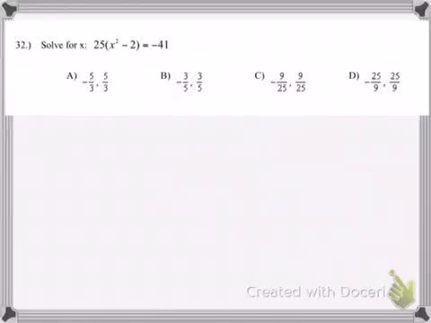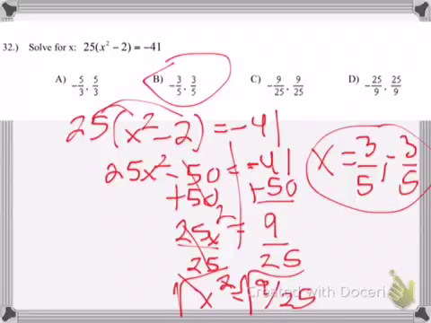Solve for x. 25 parentheses x squared minus 2 close parentheses equals negative 41. Right here I distribute the 25, and I get 25x squared minus 50 equals negative 41. I add 50 to both sides. End up with 9 divided by 25. 9 over 25, opposite of squared is square root. Square root of 9 over 25, square root of 9 is 3, square root of 25 is 5. If you take the square root of a number, you have both a positive and a negative.